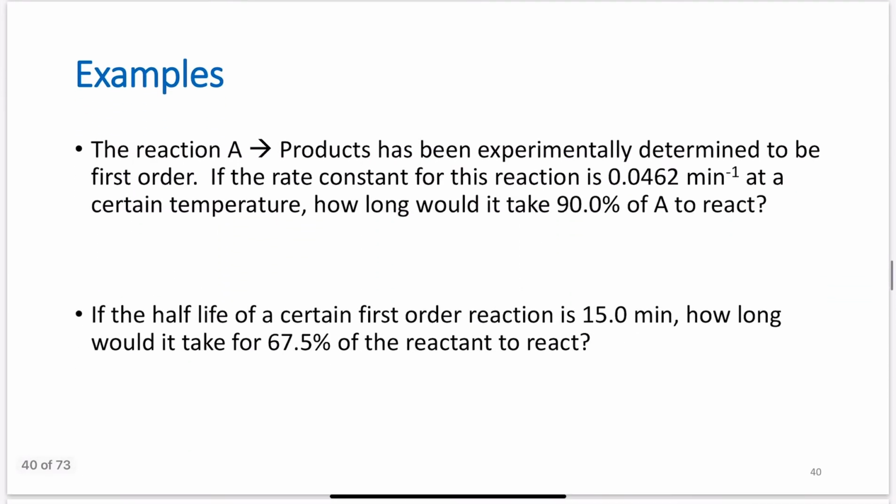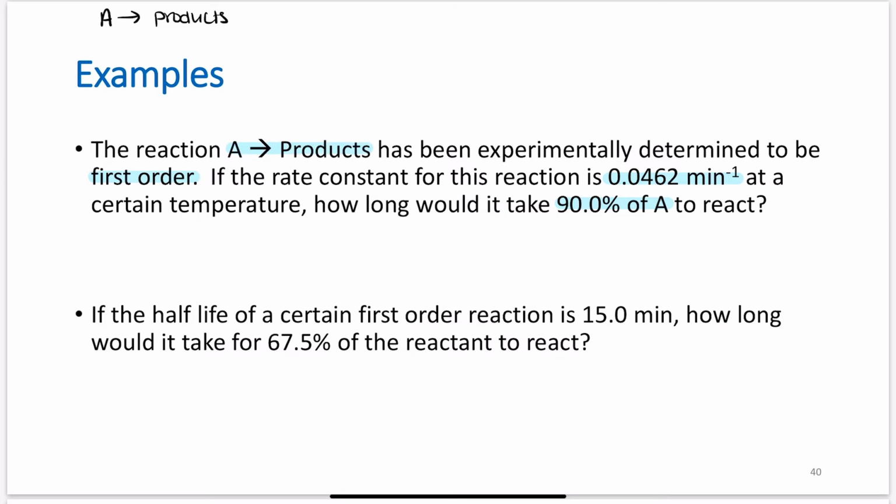So let's work 2 examples. The reaction A going to products has been experimentally determined to be first order. That is important. If the rate constant for this reaction is 0.0462 minutes to the -1 at a certain temperature, how long would it take for 90% of A to react? Well, we're talking here about a reaction of A going to products. How do I know it's A going to products? Because it told me so.